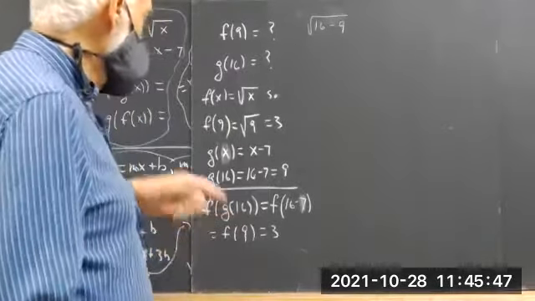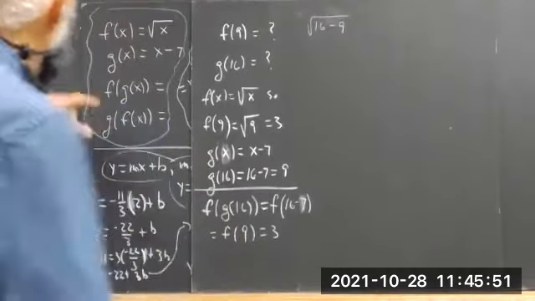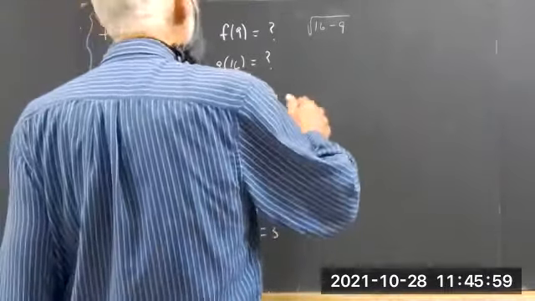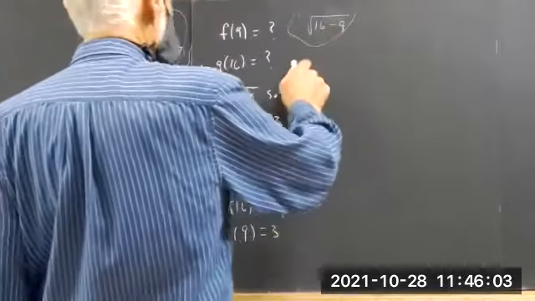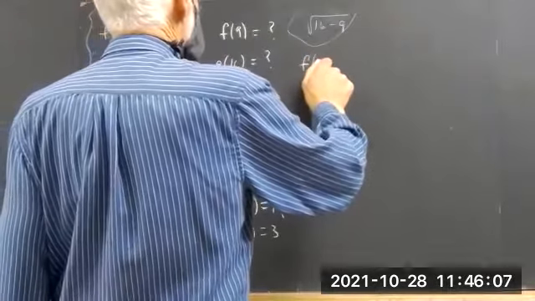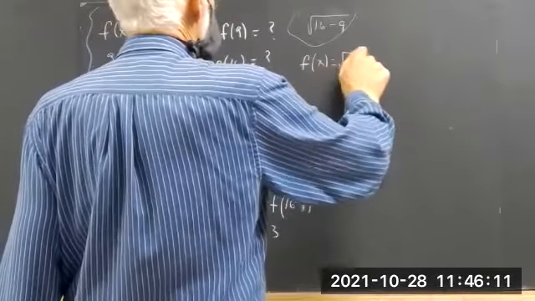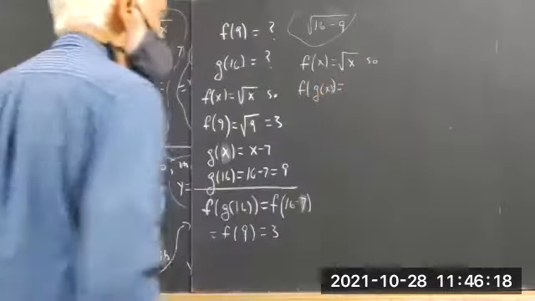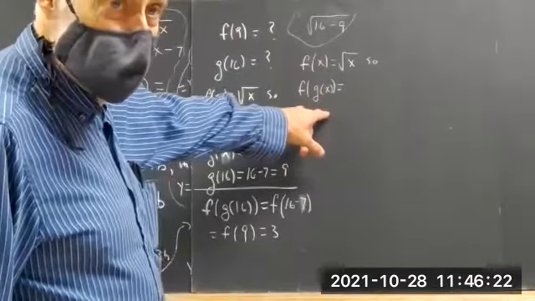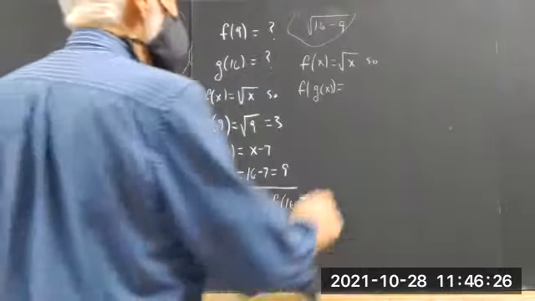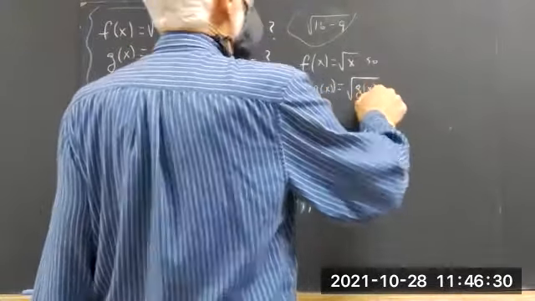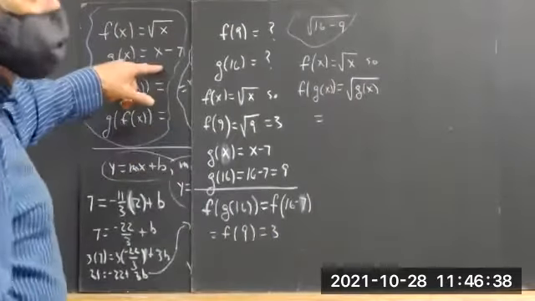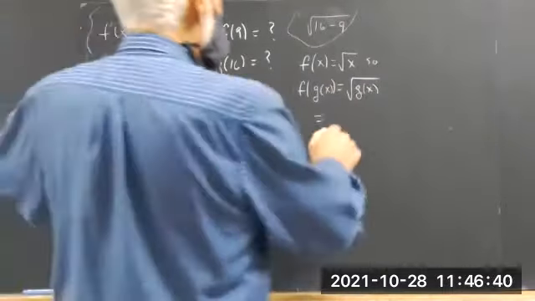Still, you want to be able to write a formula for f of g of x, because that's one of the questions that builds up to answering this question. And I think you're going to understand this real well. Again, f of x equals the square root of x. So f of g of x equals what? Well, I replace x with g of x. Got to be consistent here. There's g of x, and we know what g of x is. It's x minus 7. So that's the square root of x minus 7.